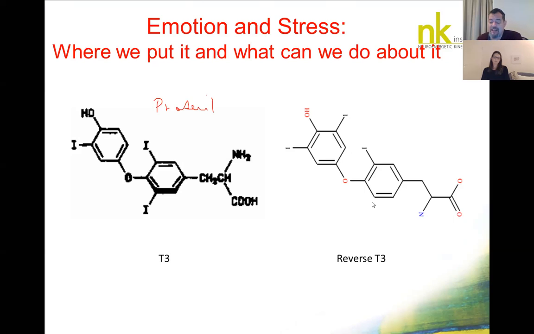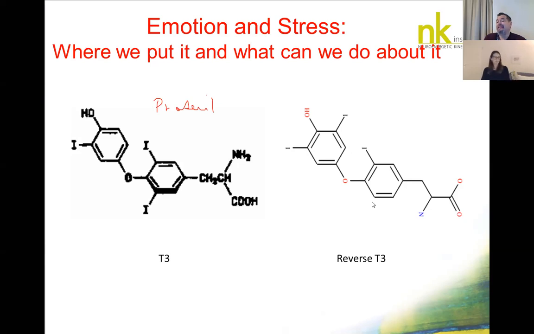Whereas reverse T3 is an antagonist. What it does is it binds to the receptor but does not activate it. So that means it's a blocker. It actually blocks the receptor.